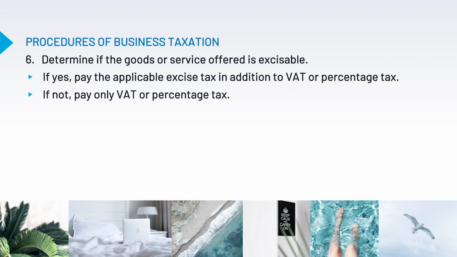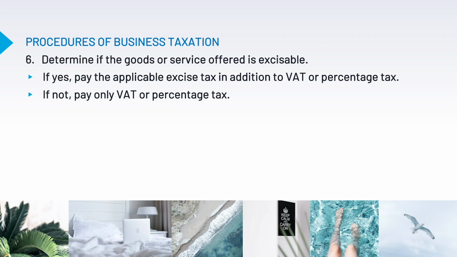Number 3, determine the activity type. Activity, what is being sold? Goods or service. Okay, number 4, classify the sales or receipts, whether they are among three: number 1, exempted sales or receipts; number 2, sales or receipts subject to percentage tax; or number 3, vatable sales. So, you classify it. Okay?